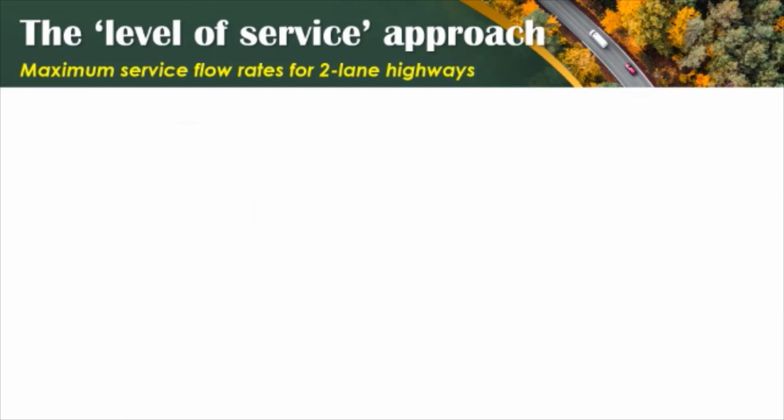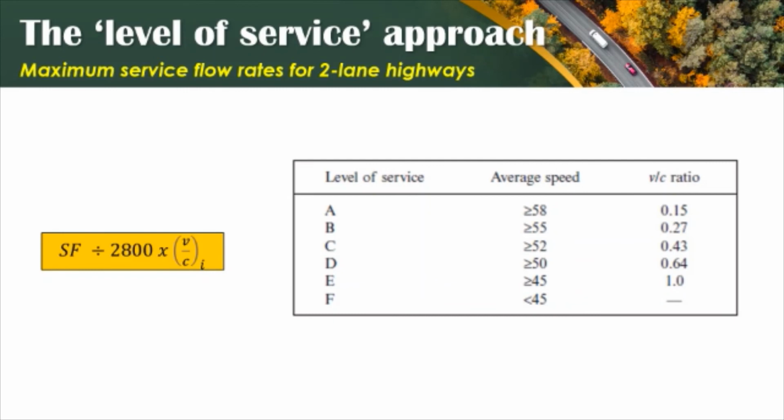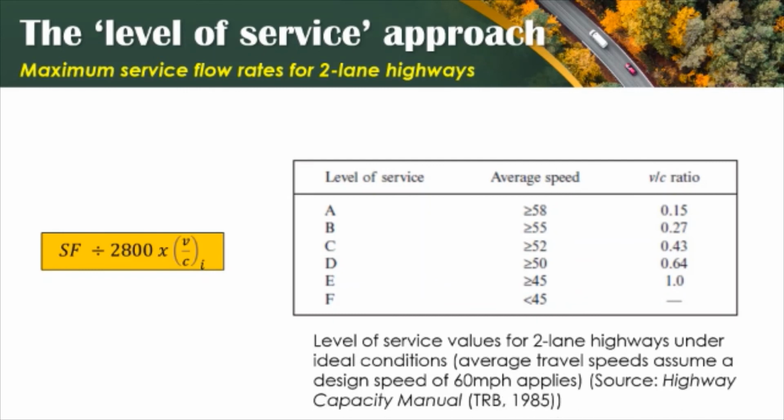Under ideal conditions, the capacity of a 2-lane highway is set at 2,800 passenger car units per hour. If one adjusts this value by a ratio of flow to capacity consistent with the desired level of service, this formula for service flow is obtained. With that, the service flow is obtained using the ratios of flow to capacity associated with the required level of service as given in this table.